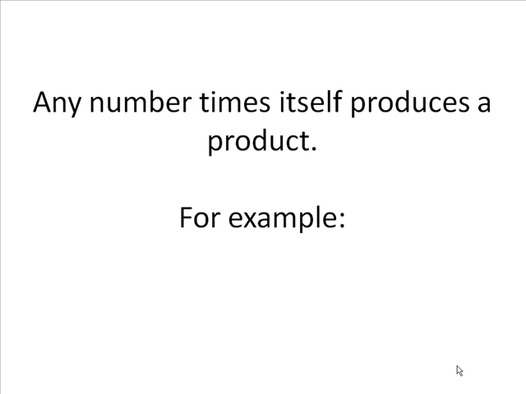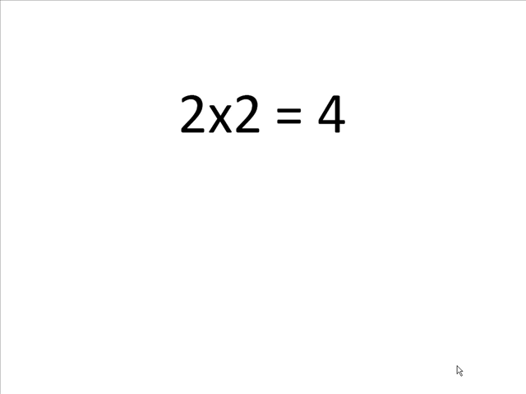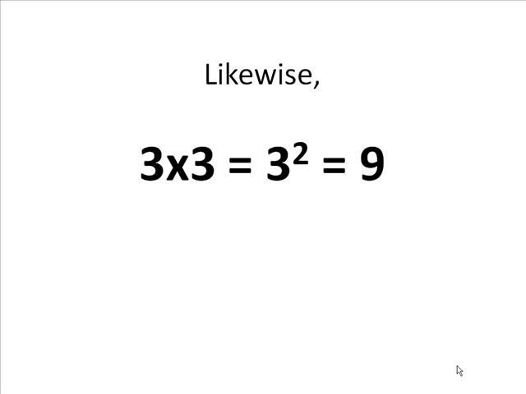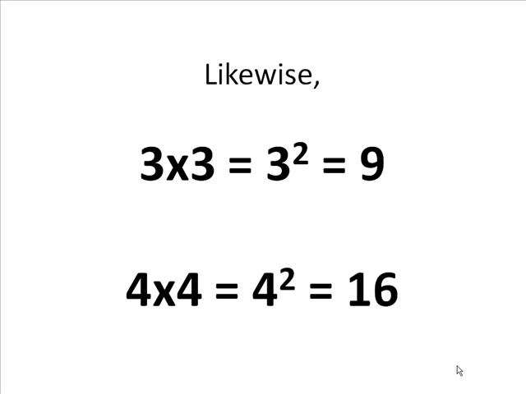Any number times itself produces a product. For example, 2 times 2 is 4. 2 squared is 4. Any number times itself is also said to be squared. For example, 2 times 2 equals 2 squared equals 4. Likewise, 3 times 3 equals 3 squared, and that equals 9. 4 times 4 is 4 squared, and that equals 16.